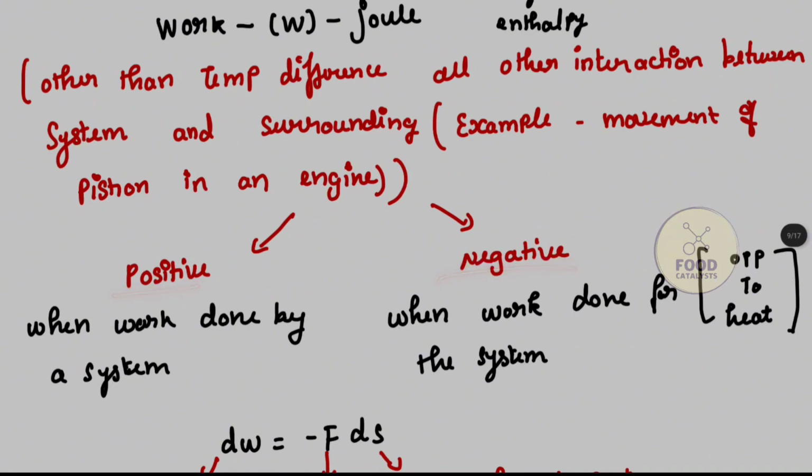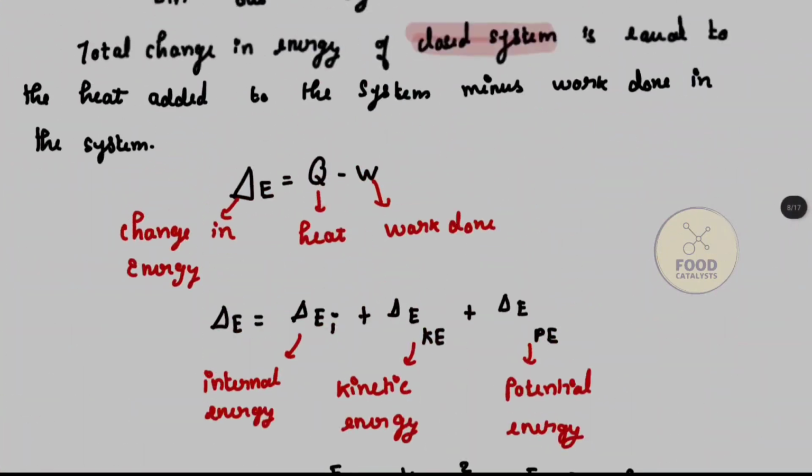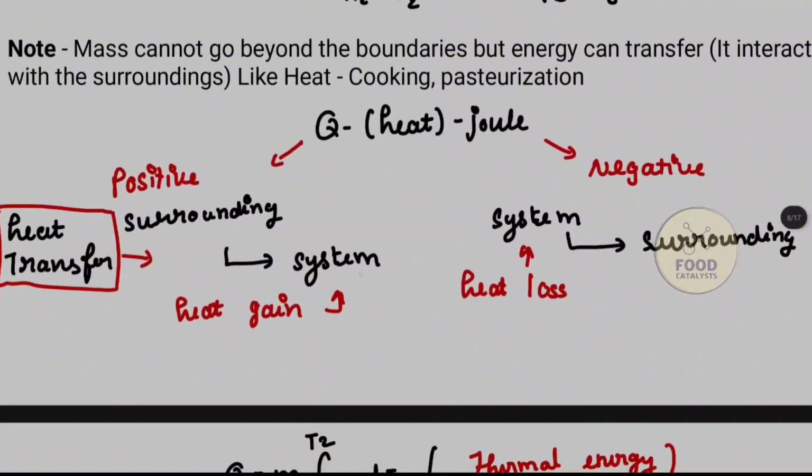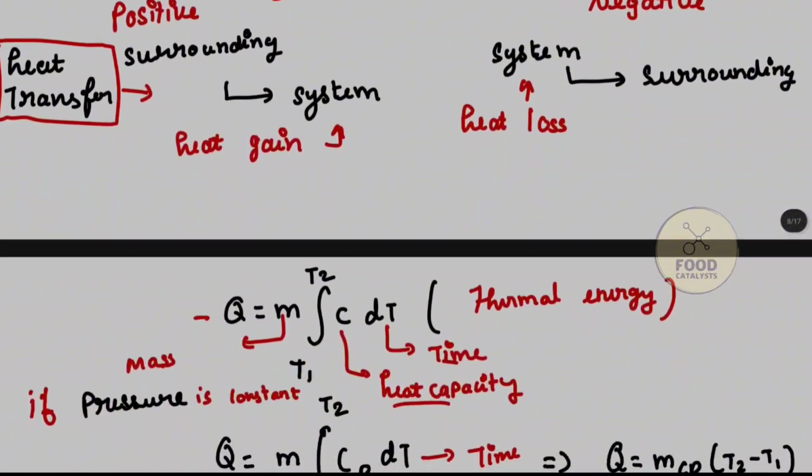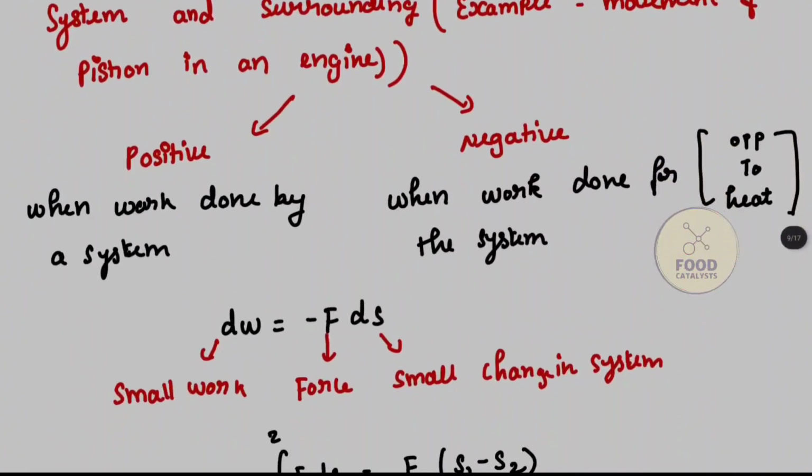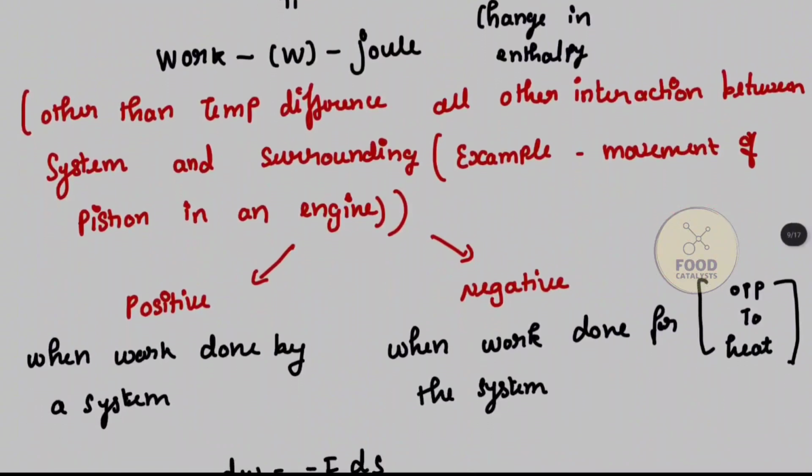And there is positive work and negative work. Positive work is when the work is done by the system. For example, if the system moves an engine, like a piston, then it is positive work. If the work is done for the system, for example, if you want to heat a certain product, the product is the system, then the work is done for the system, not by the system. This is actually opposite to the heat which you have studied earlier. So heat gain and heat loss is basically the opposite of what we have studied in work. When the work is done by the system, it's positive. When the work is done for the system, it's negative. We can easily understand, right?